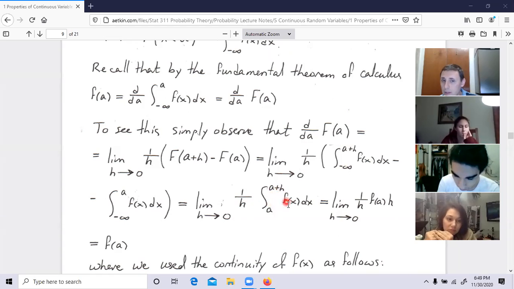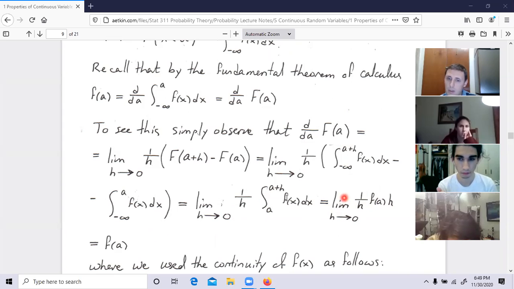If h is very small and the function is continuous, this is like the area of a box, right? What's that box? That box is the function at a multiplied by the width of the interval, as we did in a previous estimation, multiplied by 1 over h. f(a) times h times 1 over h. So when I cancel everything out, it's f(a).